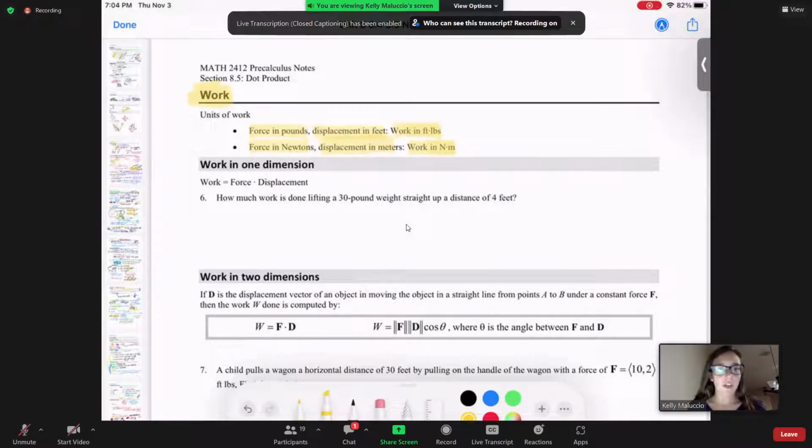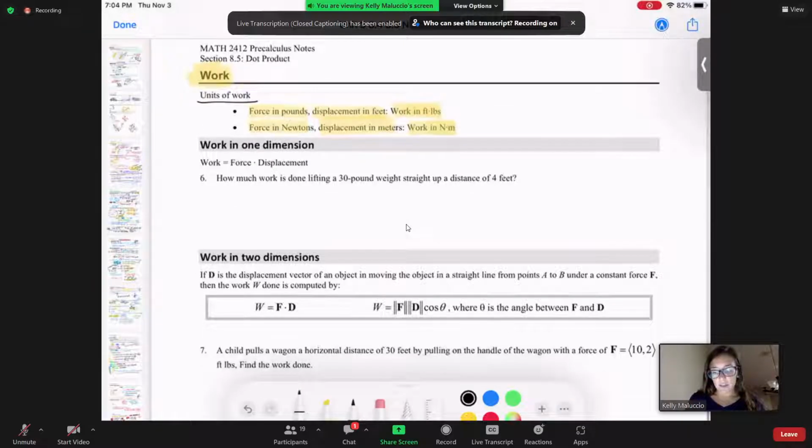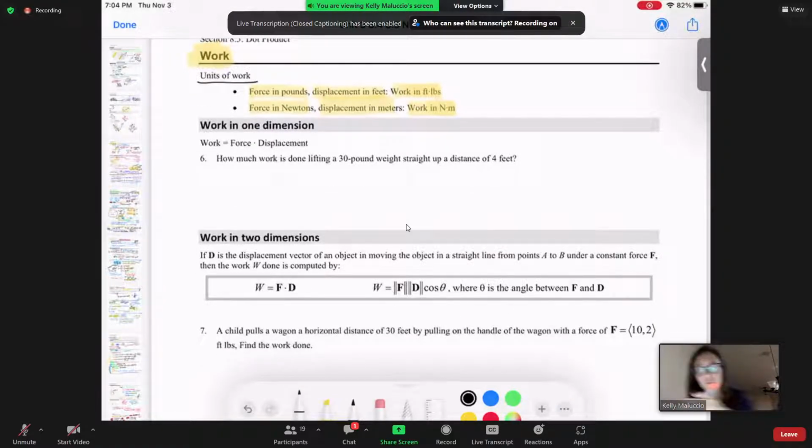I mean, you could have probably any type of unit that you want, but these are the work units that we are going to use. And work in one dimension is when something is being moved or pushed or something like that, right? That is how you're creating this work.